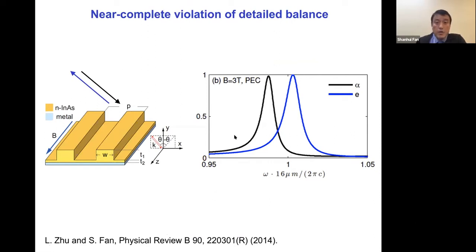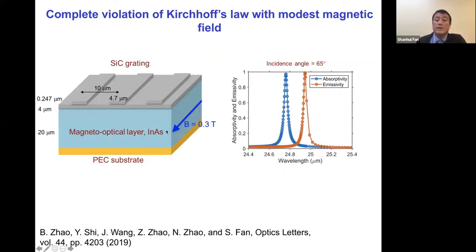Now, in this case, we need a fairly strong magnetic field because we're using the plasma response, and these are lossy resonances with a broad line width, and we need sufficient field to split them from one another. Instead of using plasma resonance, one can use the same magneto-optical material, heavily doped indium arsenide under magnetic field, but use guided resonance from a dielectric grating with a much higher quality factor. In this case, one can reduce the magnetic field to a more reasonable 0.3 Tesla. As you can see, you have very nice Kirchhoff law violation, the two peaks split, but the line width here is a lot narrower.